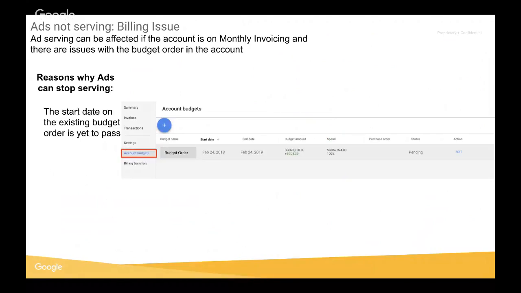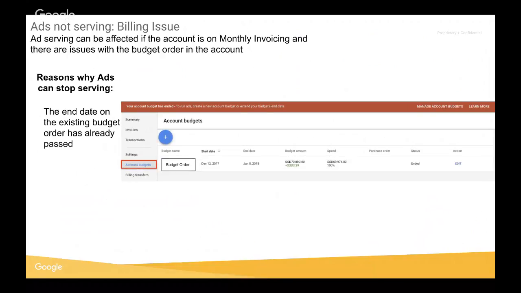Another issue can be that there is a budget order, but the start date on the existing budget order has not arrived yet. So here we see that there's a budget order, but the start date is in the future. If that is the case, of course, this budget order will not be valid yet. It'll only start serving when the future date comes, and the status of that budget order will be pending.